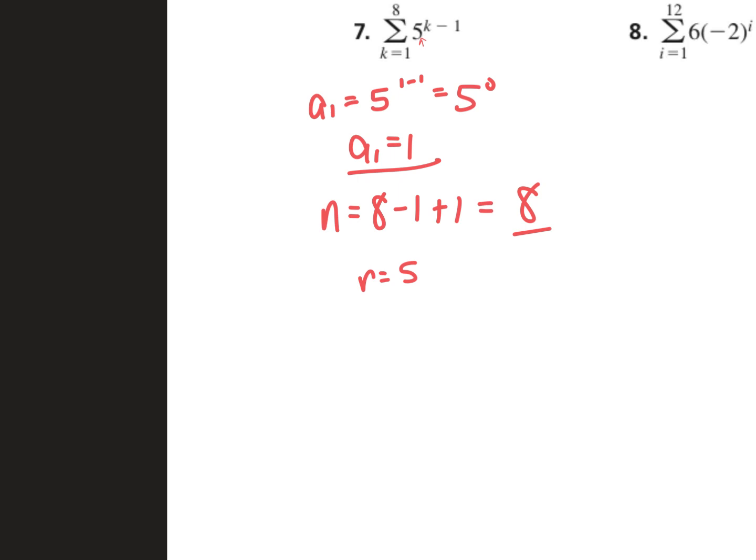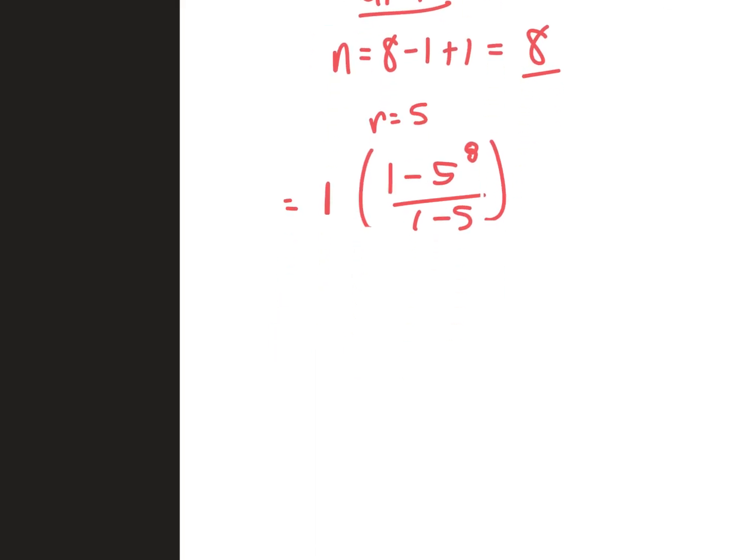So let's plug it all in. My formula is first term, which is 1, times 1 minus the common ratio 5 to the 8th power over 1 minus 5. Now simplify within, guys. Don't try to do everything at one time. I have my 1 outside. 1 minus, what is 5 to the 8th power?